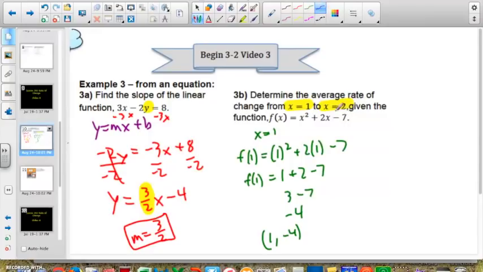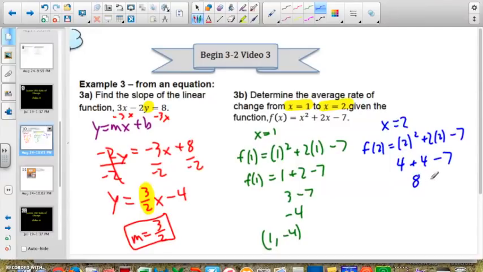We need to also do that for the second x value they gave us, x equals 2. We're going to use the same exact equation, but this time instead of plugging in a 1, we're going to plug in a 2 everywhere we see the x. So 2 squared is going to give us 4. 2 times 2 is also going to give us 4, and then we're going to have minus 7. 4 plus 4 is 8, and 8 minus 7 is 1. So this ordered pair is 2, 1.